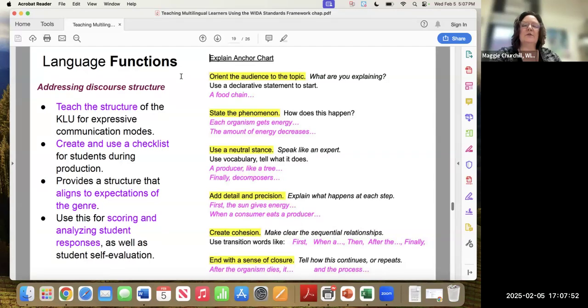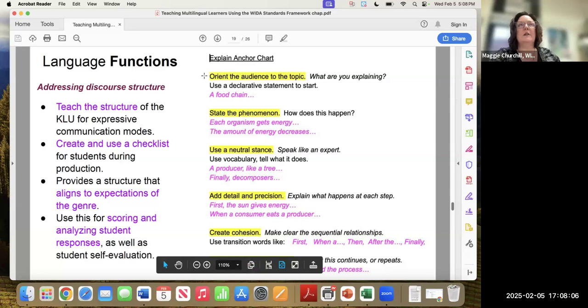This is an anchor chart for explanation at the middle school level, grades 6 to 8. You'll see the highlighted phrases here. I've taken the highlighted phrases from the framework where it says language function for middle school, 6 to 8, under language for science, explain. The language functions are: orient the audience to the topic, state the phenomena, use a neutral voice. It actually says that. So I've taken the highlights, which are the language functions.